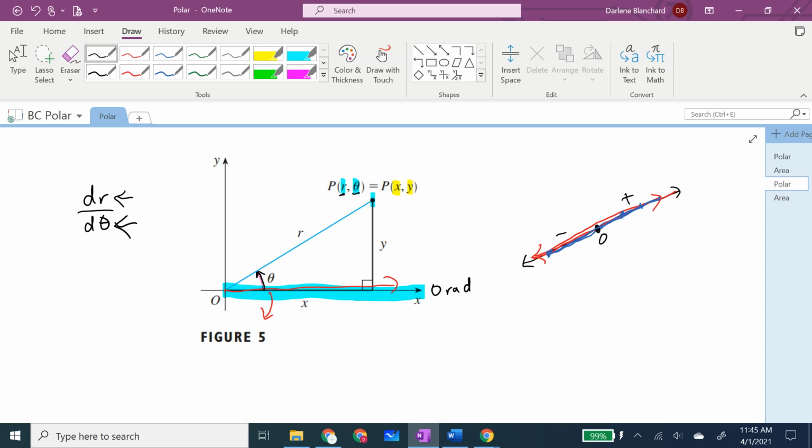Also be careful because sometimes they'll ask you questions about dy dx, and you know that means slope. Sometimes they might ask you about dx d theta, and that's just looking at the horizontal motion while theta turns, or dy d theta, looking at the vertical motion while theta turns. If you're looking at horizontal motion, you're looking at distance from the y-axis. If you're looking at vertical motion, you're looking at changing distance from the x-axis while theta turns.